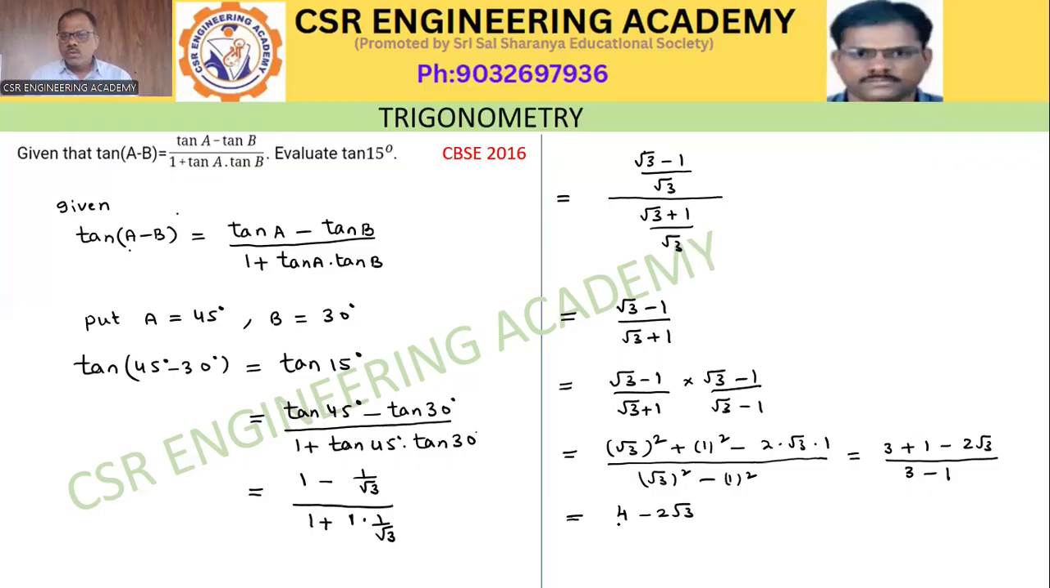4 minus 2 root 3 divided by 2 is equal to, taking common 2, 2 into 2 minus root 3 by 2. 2 cancels, that is equal to 2 minus root 3. Tan 15 degrees is equal to 2 minus root 3.